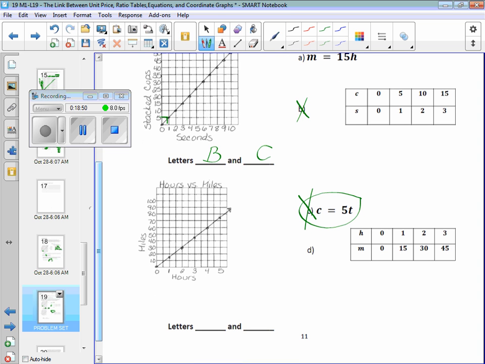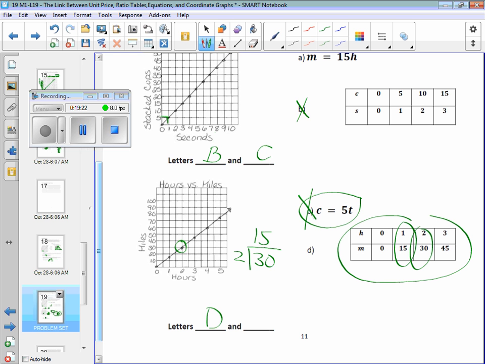For this one, you don't have a dot that lines up perfectly along the y-axis for miles. You really should be using that point right there, that 2. Two hours is 30 miles. You got to figure out what it is per hour. 15. That'll help you to do the equation. The table matches up perfectly, though. There's your 2 to 30. There's your 1 to 15. So it's table D and equation A. And you could reverse this. If you put A and D, that's fine, as long as they're both there.